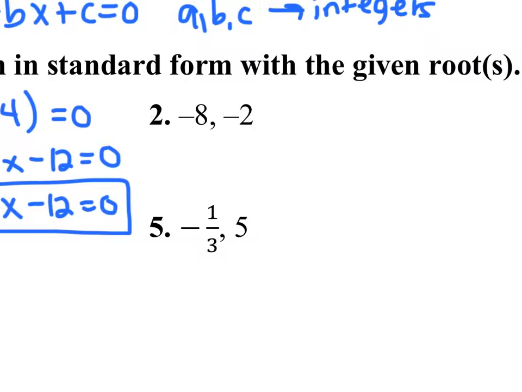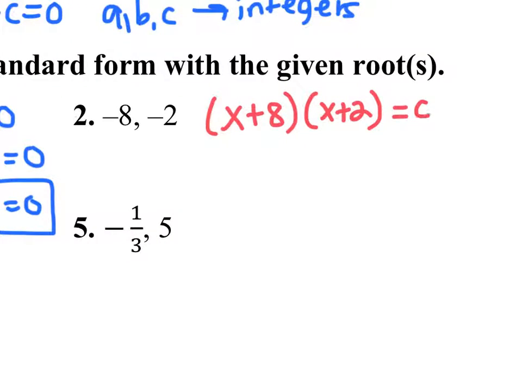Now let's go to number 2. What binomial factor would give us an answer of negative 8? That would be x plus 8, because if you set that equal to 0, x equals negative 8. Then negative 2 would be x plus 2. And again, set equal to 0, we would set each of these factors equal to 0 to get those two answers.